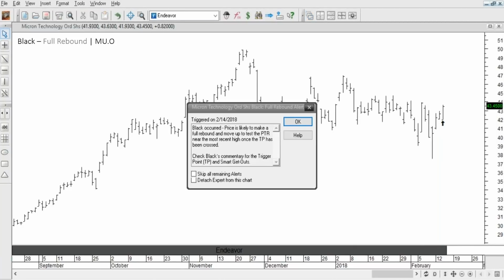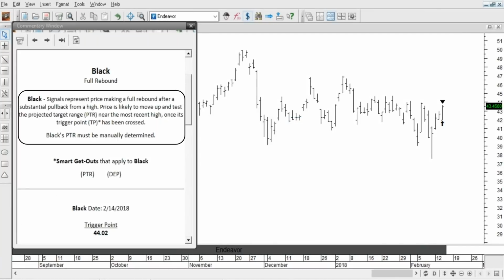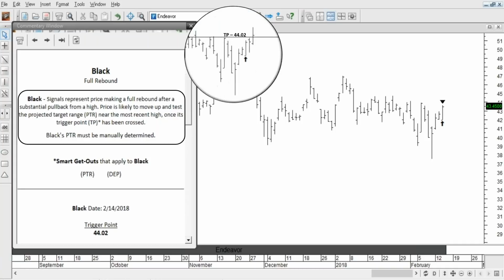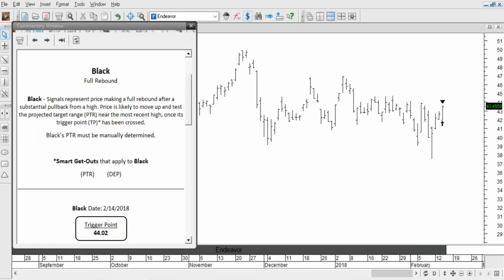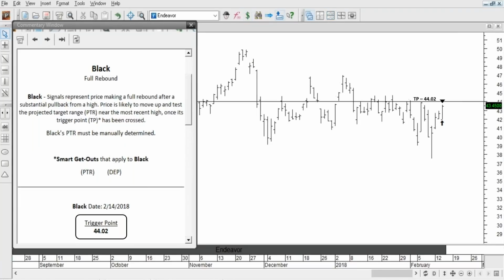Like always, when the signal appears, you'll get an alert box to remind you what the signal represents and to check the commentary. Inside the commentary, you'll find the definition of black, as well as the information on how high price can rise if the signal is confirmed. Black signals only need price to cross the trigger point to confirm the signal. The trigger point is 4402, which I'll label on the chart with a black line.